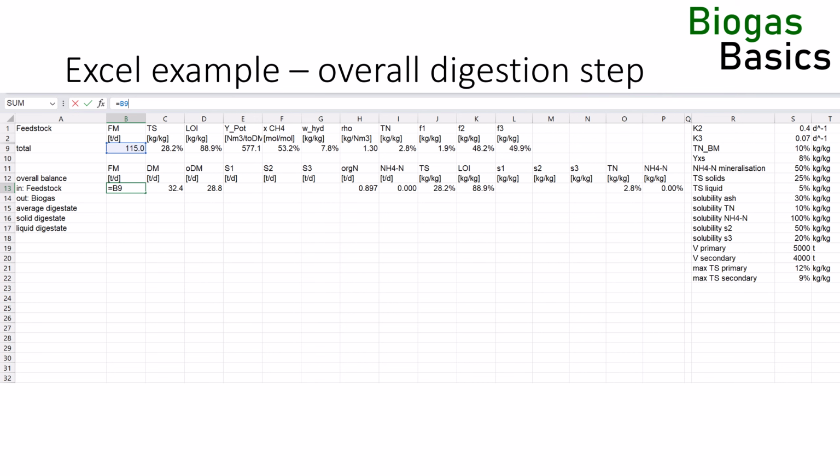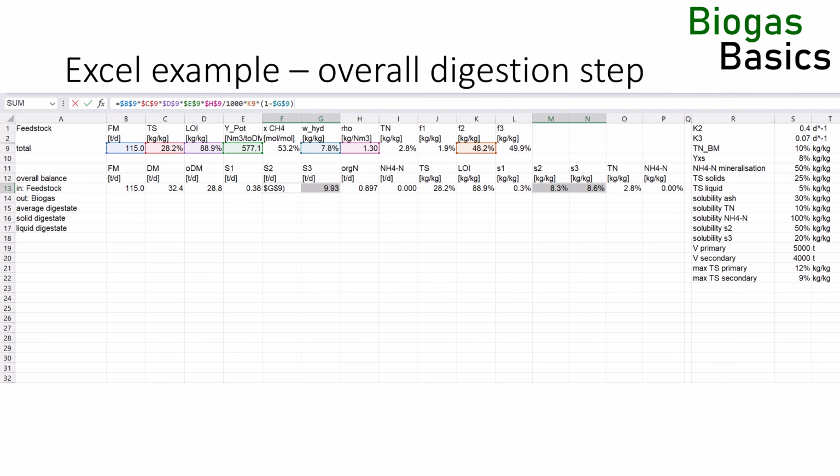We start with copying the feedstock properties into the first row of the balance and calculating the dry matter and organic dry matter flows. The substrate mass flows, denoted by a capital S, are the mass of biogas times 1 minus the hydrolysis water content times the respective fraction percentage. The mass flow of substrate fraction 1 is 0.38 tons per day. The substrate concentration, denoted with a small s, is the substrate mass flow divided by the fresh matter mass flow. We repeat the exercise for fraction 2 and 3.